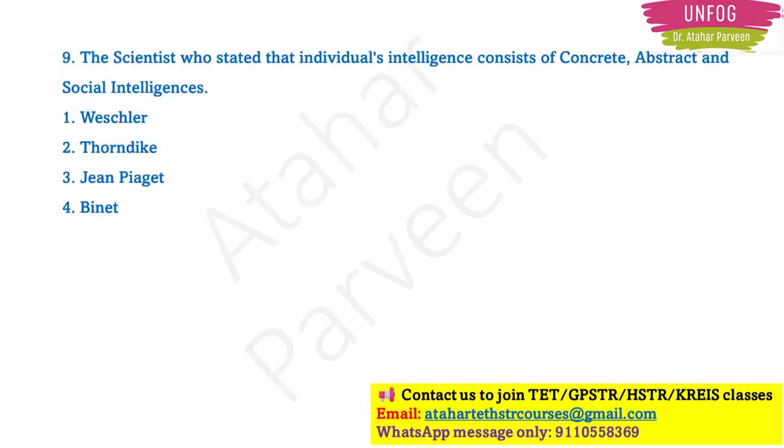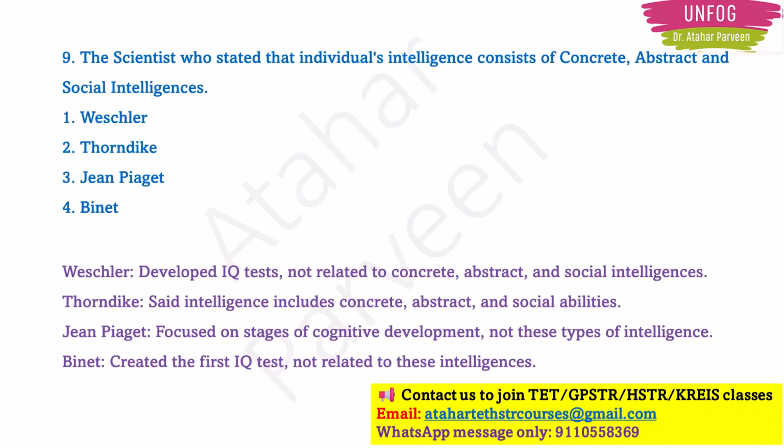Next question. The scientist who stated that individuals' intelligence consists of concrete, abstract and social intelligences. So who is the scientist? Wechsler, Thorndike, Jean Piaget or Binet? Who told that the individual's intelligence consists of concrete, abstract and social intelligence? Wechsler told all about the development of the IQ test. So it is not related to concrete, abstract and social intelligences. Thorndike said intelligence includes concrete, abstract and social abilities. So that will be the correct answer for this question.